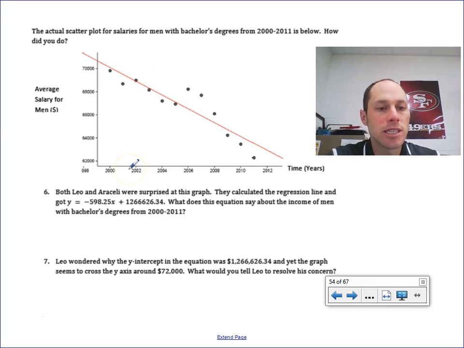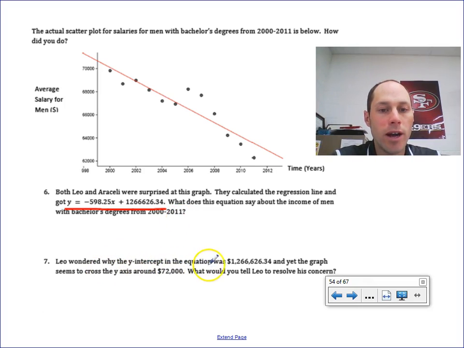But let's look at questions 6 and 7 now. So both Leo and Araceli were surprised at this graph. They calculated the regression line. What does that equation tell us about the income of men with bachelor's degrees from 2000 to 2011?